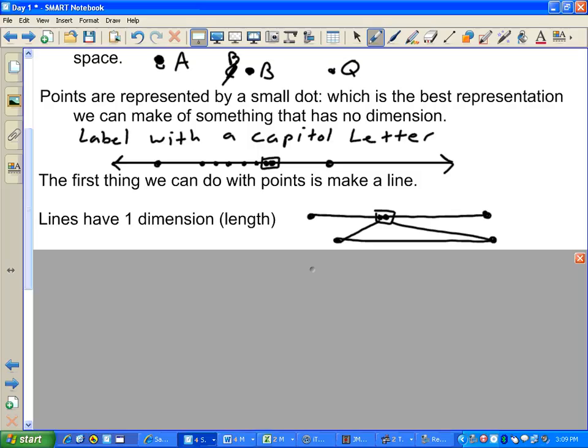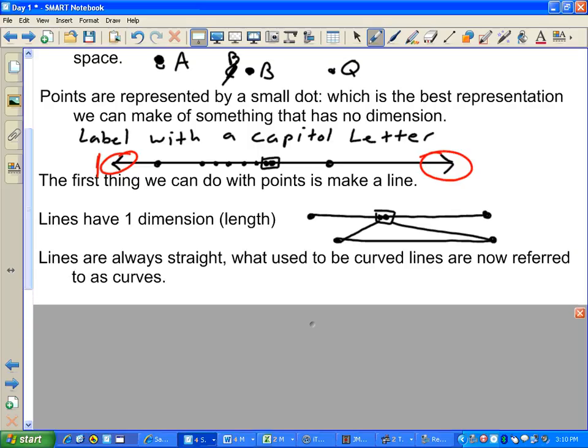So lines only have one dimension, length. They only go in one direction. So they have a measurement that goes with them. When we make lines, we want to be sure to include these arrowheads on our representational line. That lets other people know that the line does not actually end here. It continues to go forever in the 2 directions.